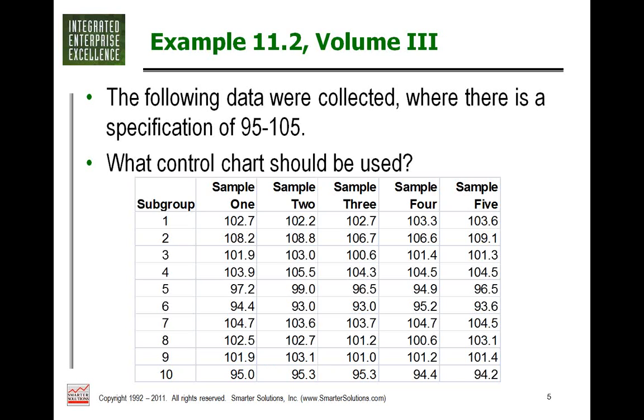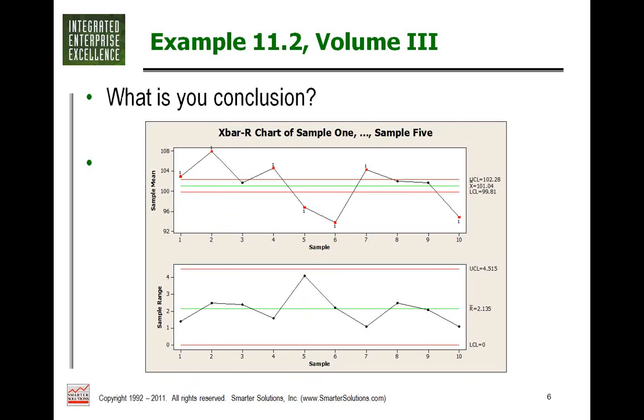Now, if we were presented with information like this and had to analyze it, we would probably choose an X-bar and R chart. I would venture to say most of you would select that. So we'd have five samples within these subgroups. Now, we might like to have 30 subgroups, but in this case, we're only going to have 10.